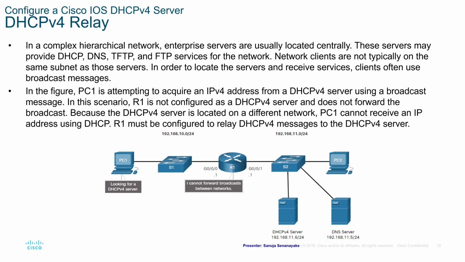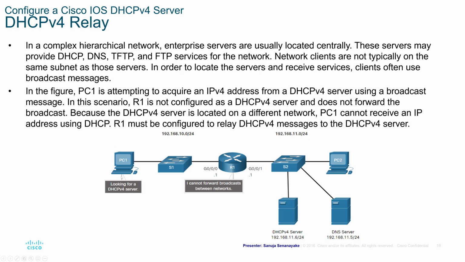DHCPv4 relay. In a complex hierarchical network, enterprise servers are usually located centrally. These servers may provide DHCP, DNS, TFTP, and FTP services for the network. Network clients are not typically on the same subnet as those servers. So in order to locate the servers and receive services, clients often use broadcast messages. In this figure, PC1 is attempting to acquire an IPv4 address from a DHCPv4 server using a broadcast message.